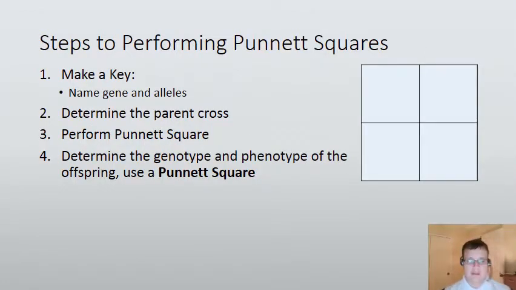This is just the way that I do Punnett squares. This is the way I do it in my head. This is the way I would write them out. So this is just a little legend. I would first make a key. I would name the gene alleles. Then I go determine the parent cross. Then I perform the Punnett square, which is over here. Then I determine the genotype and phenotype of the offspring using the Punnett square. So I determine the ratios in that case, whether it's like 1 to 1, 2 to 2, stuff like that.